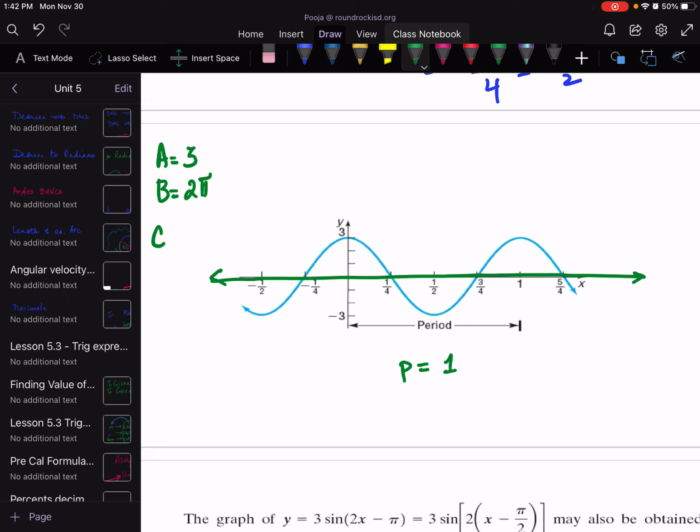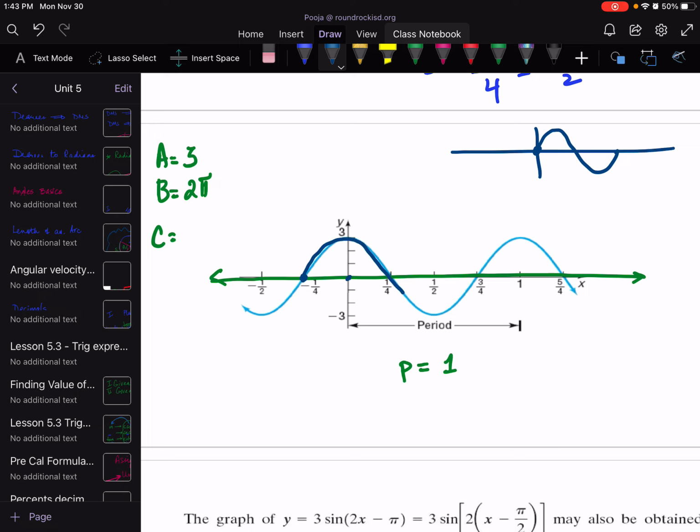All right, C is the horizontal shift. And is there a horizontal shift? How do I know? Again, I keep drawing the parent function. The parent sine function passes through the origin. Does this pass through the origin? Nope, it does not pass through the origin, which means it has translated to the left or to the right. I'm going to go find out. Looks like it shifted to the left.